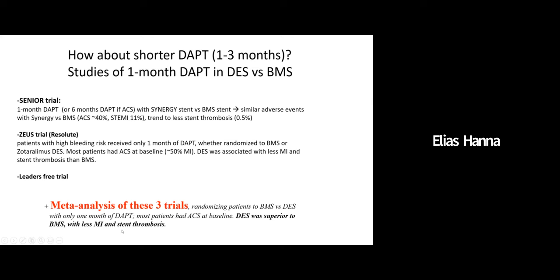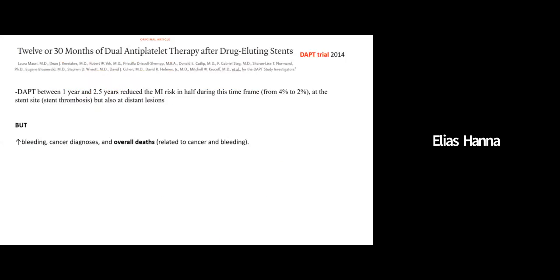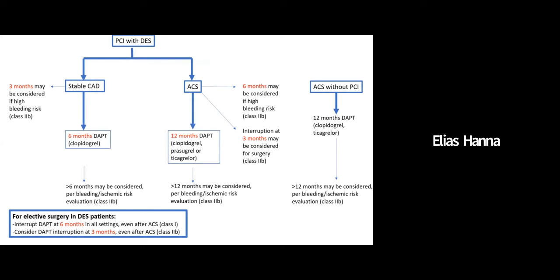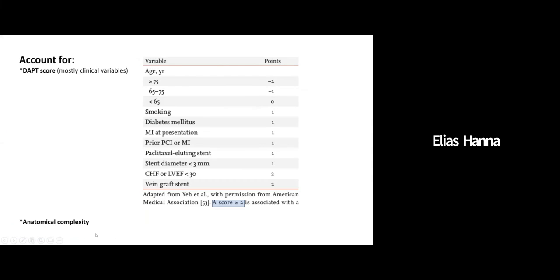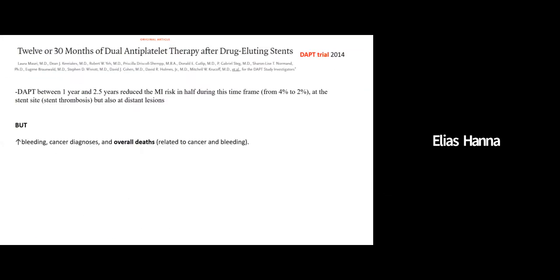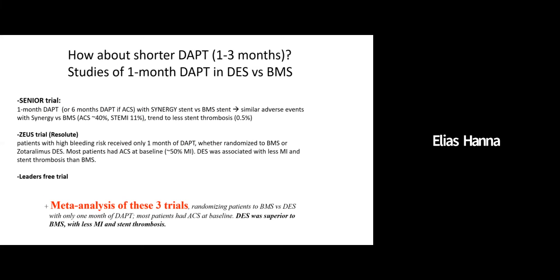The idea here, I want to say this: this is not in the guidelines yet, and I'm not suggesting you should ask patients to stop at 1 month. We still have to use at least 6 months in ACS, at least 3 months in stable CAD. And you can use 3 months, as I mentioned, for patients who need to interrupt for surgery, even if they are ACS, and with drug-eluting stent. So this is what we should follow, basically at least 3 months if you're going for surgery.